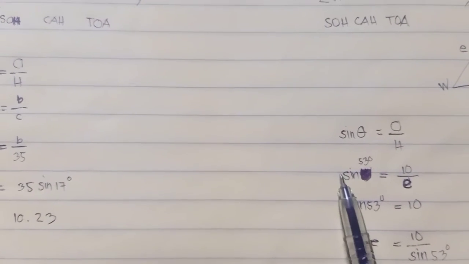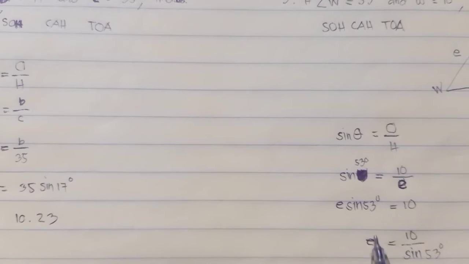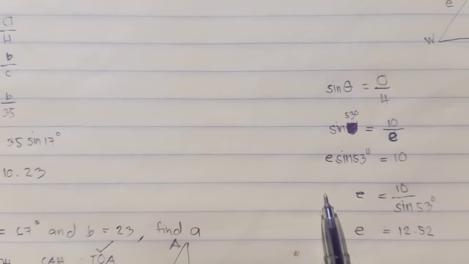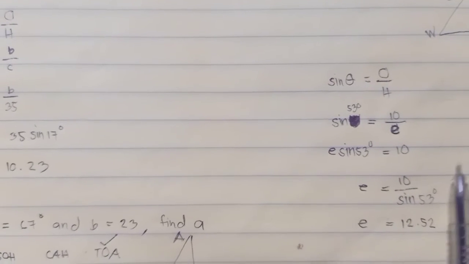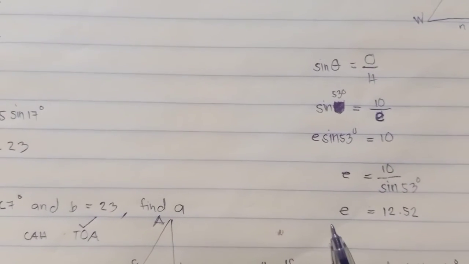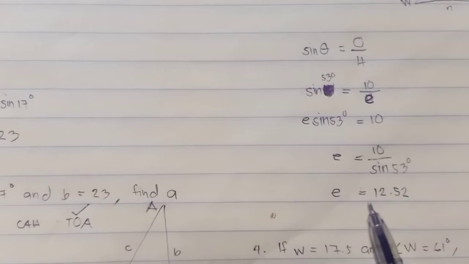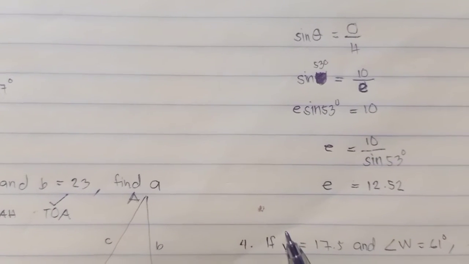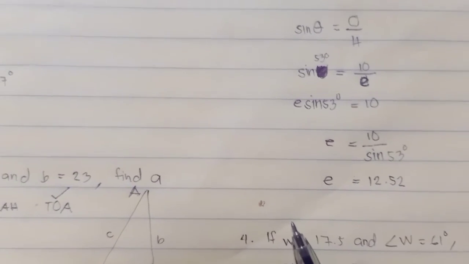Sine 53 degrees is equal to 10 over e. Cross multiply: e sine 53 degrees is equal to 10. So e is equal to 10 over sine 53 degrees. By using your calculator, e is equal to 12.52.